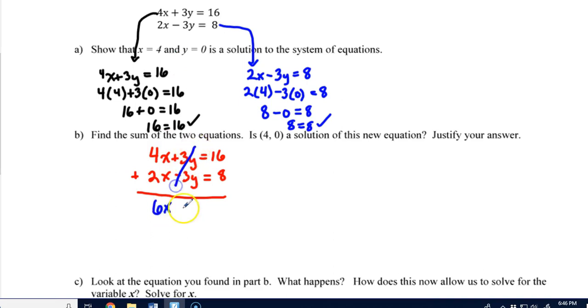Those add to 0. And now it asks, is (4, 0) a solution to this new equation, this simple equation, 6x equals 24? Let's check it. So I'm substituting a 4 in place of x. There's no place to substitute my y equals 0. So yes, 24 does equal 24. This also checks in the new manipulated equation that we've created.